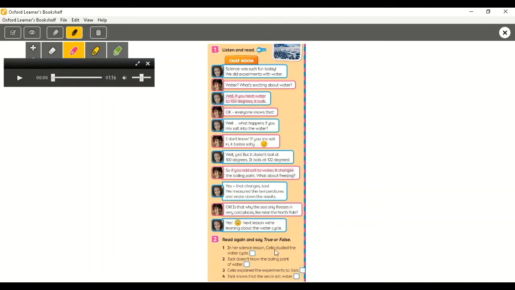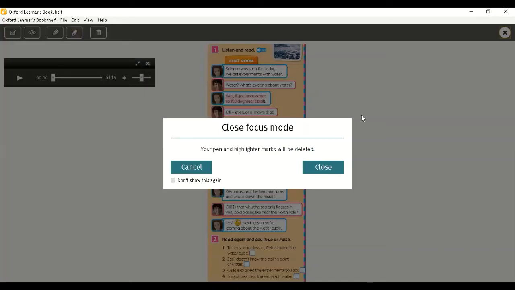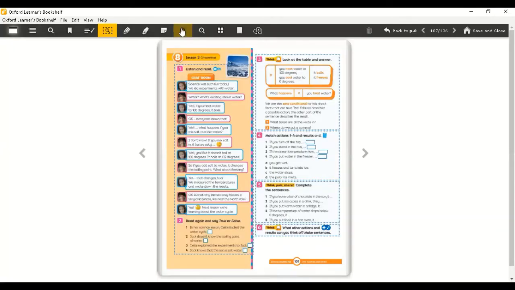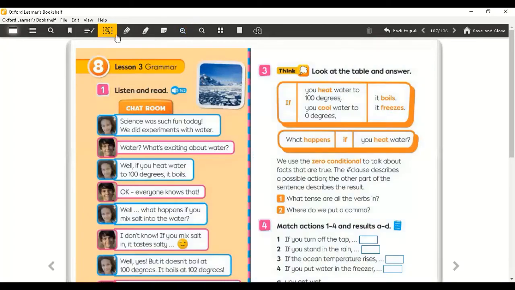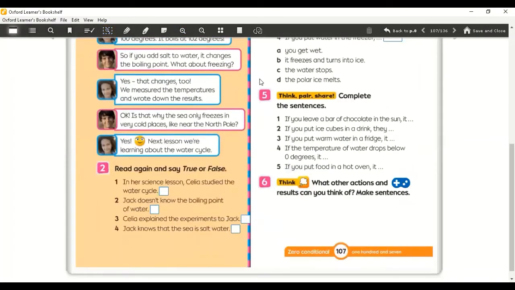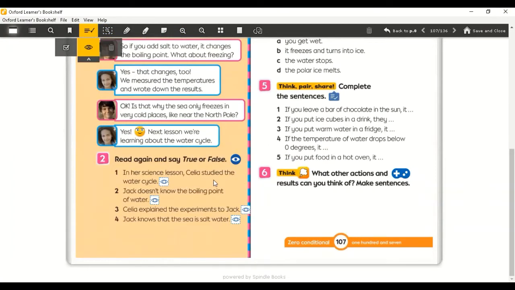Okay, great. Now let's answer these questions. Read again and say true or false. Okay, let's read together. In her science lesson, Celia studied the water cycle. What do you think? Yes, great, it is false.